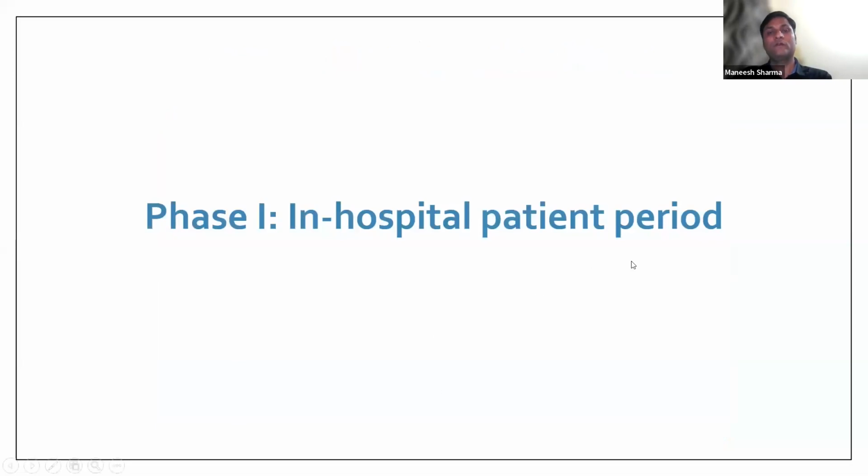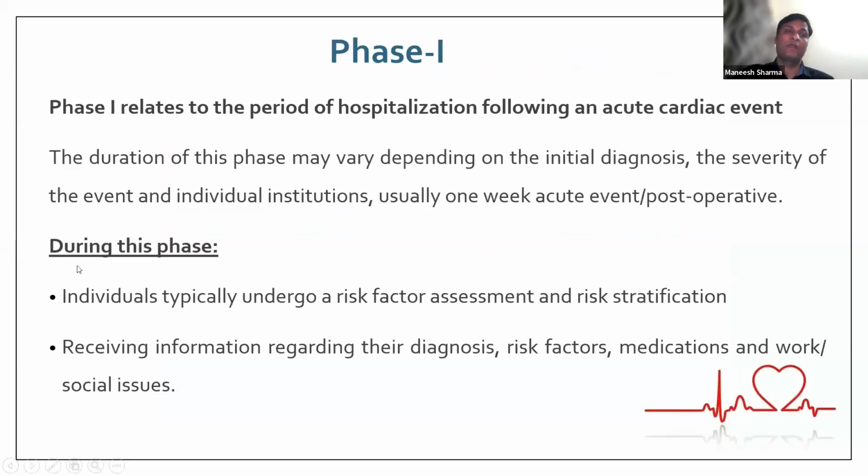We talk about phase 1, the in-hospital patient period, where the duration of this phase normally depends on the initial diagnosis and severity of the events, and it depends on the policy of the institute. Usually this phase remains for 1 week. And during this phase, the patient undergoes risk factor assessment and risk stratification. Actually, when a patient is enrolled in the cardiac rehabilitation program, the cardiac rehabilitation team does their own assessment, and that comes under risk factor assessment or risk stratification. They see whether the patient will be able to perform these exercises or not, and whether he will be able to follow the instructions or not.